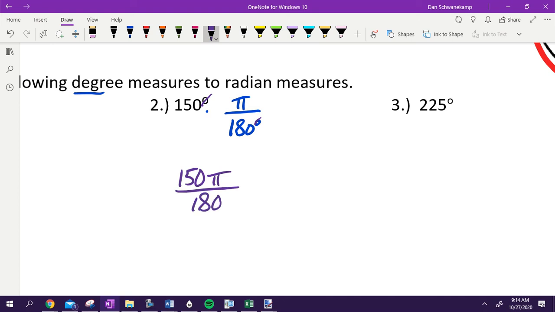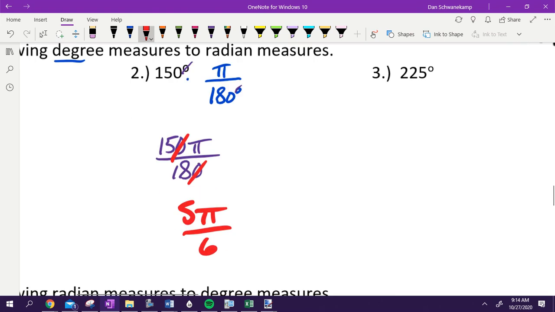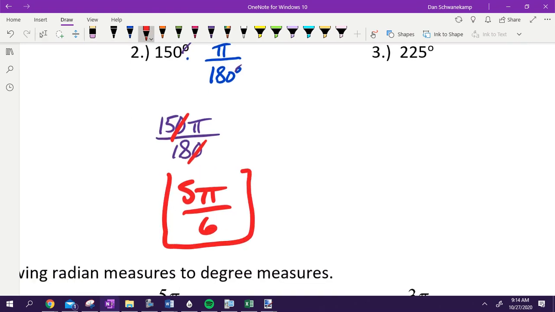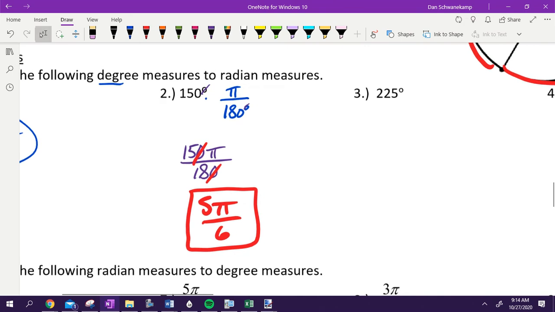150 pi over 180. Then we can reduce. What can I divide both things by? I can divide them both by 10. I always do that first. And I get 15 pi over 18. Then what could I divide that by? 3. If I divide both of them by 3, I get 5 pi over 6. You could just divide by 30 at first if that's in your skill set. Great. But I canceled out the zeros, and then I simplify.